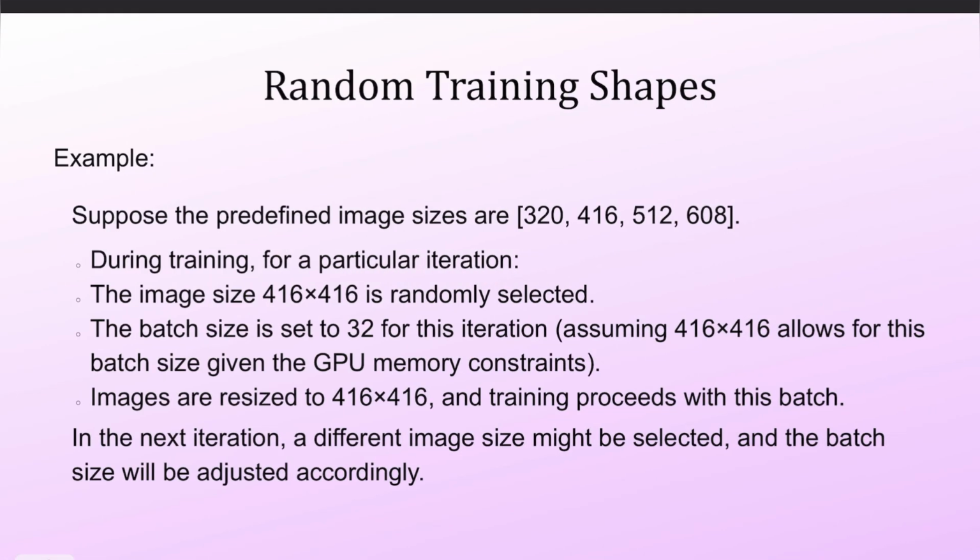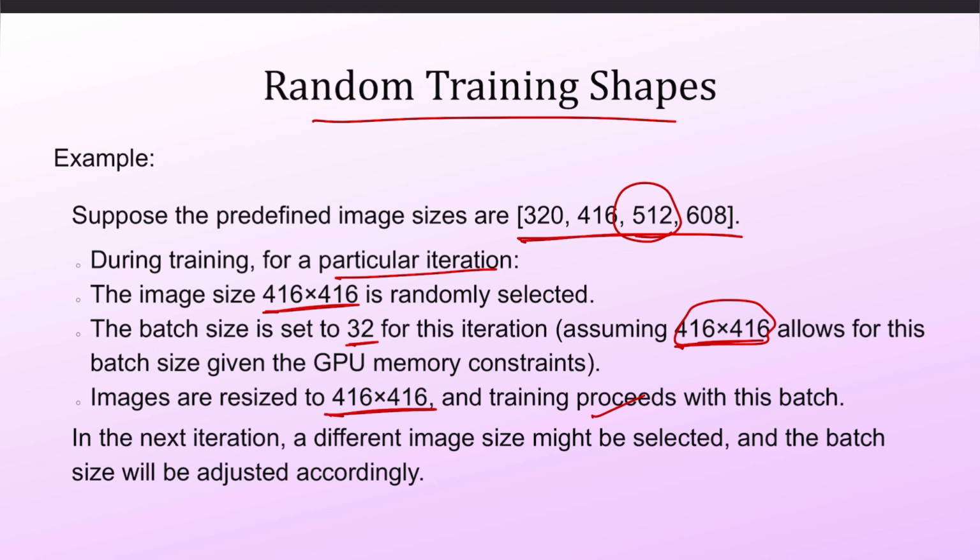Let's see with an example. Suppose these are your preferred sizes. During training, for every iteration, you select randomly one of these. For a particular batch, you selected 416 by 416, and then the batch size is set to 32, assuming that 32 images of this particular size can be fit into your GPU memory, right? All the images are resized to this and training will proceed. In the next iteration, maybe 512 might get picked and the batch size will be adjusted accordingly. So this is how random training shapes and dynamic batching work in YOLO-V4.